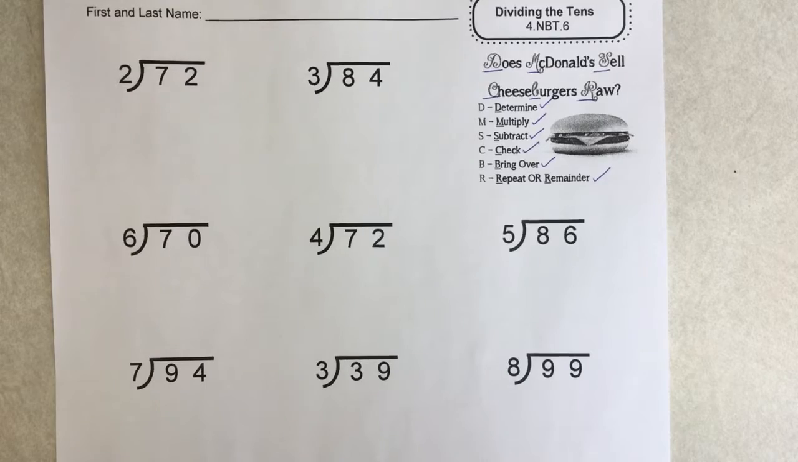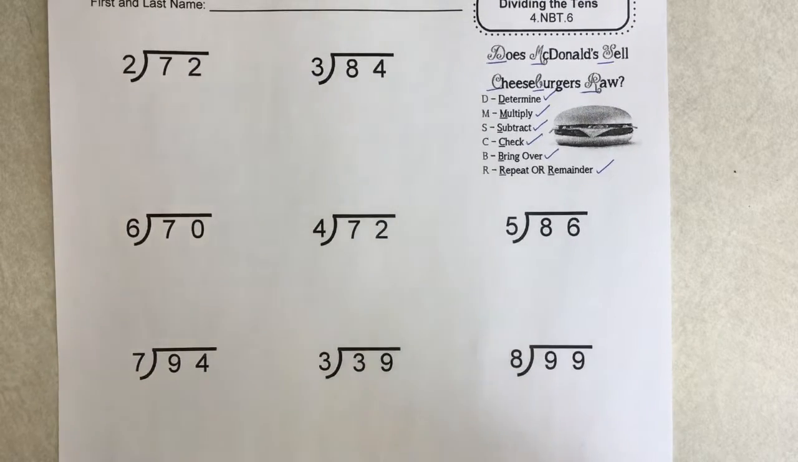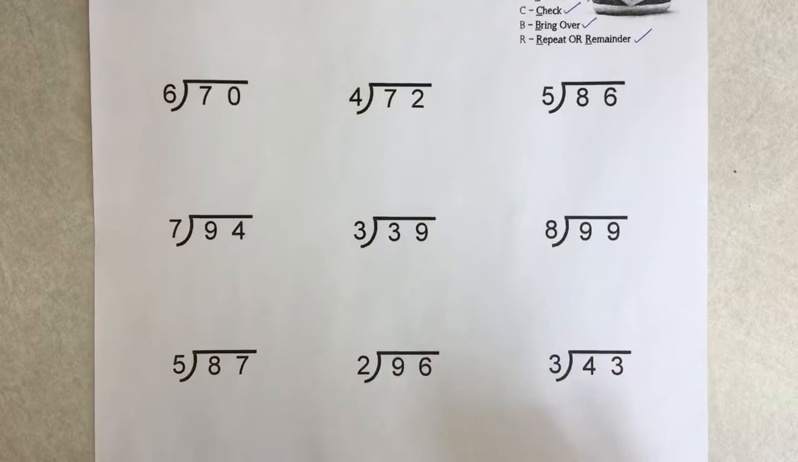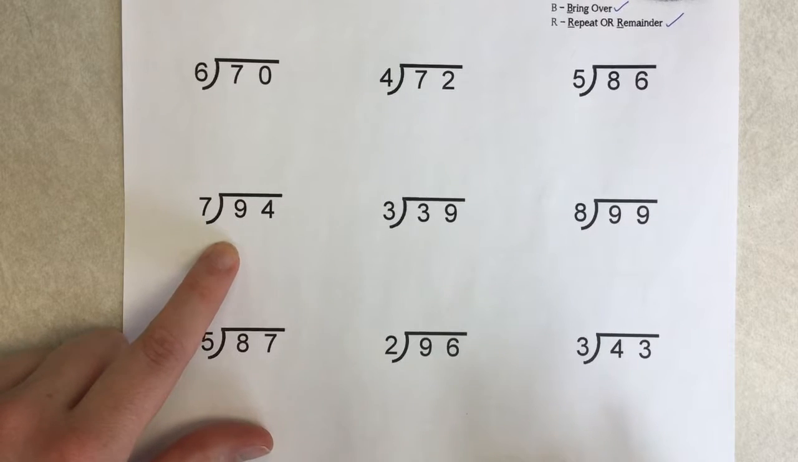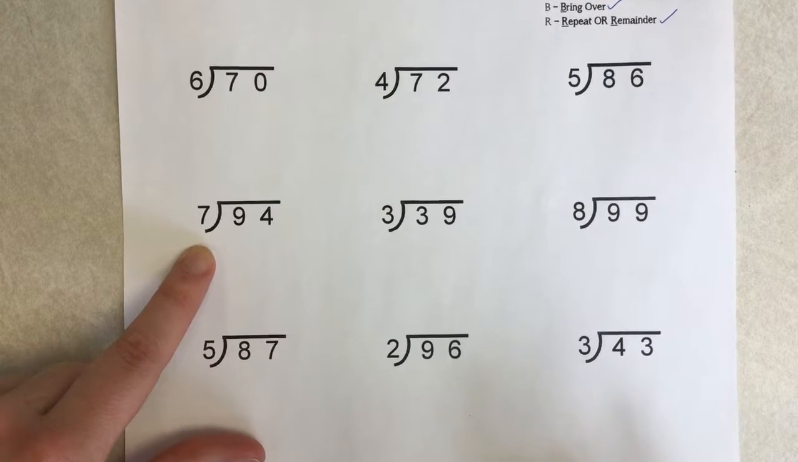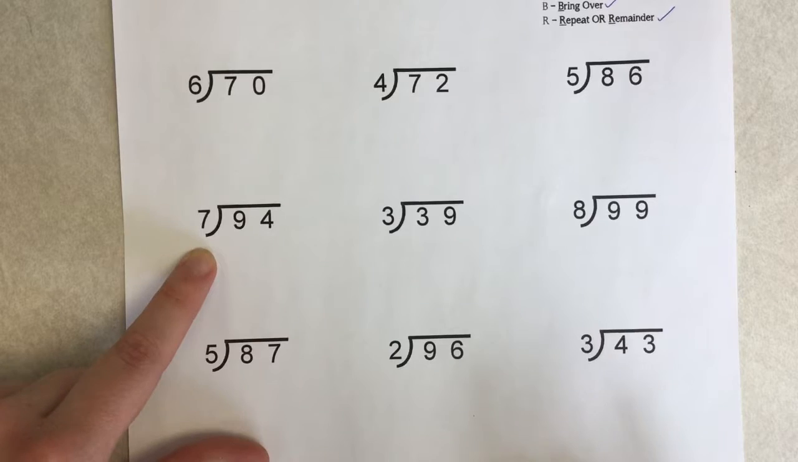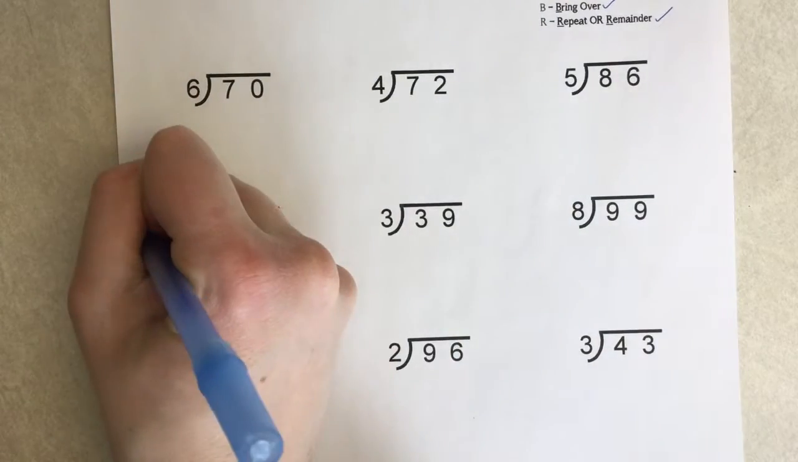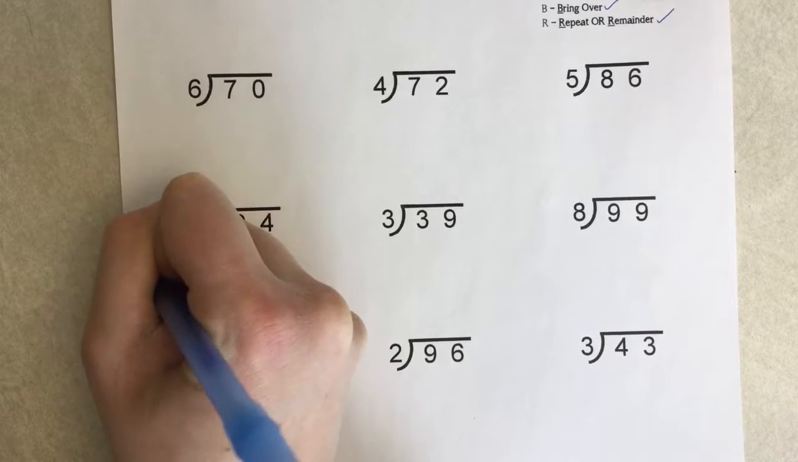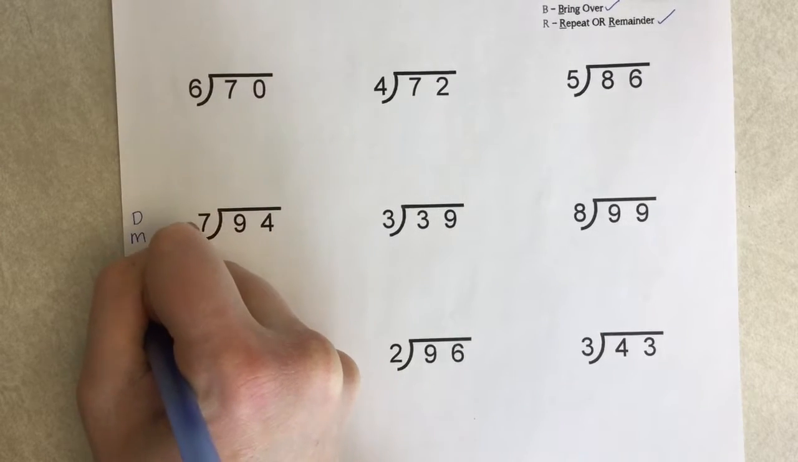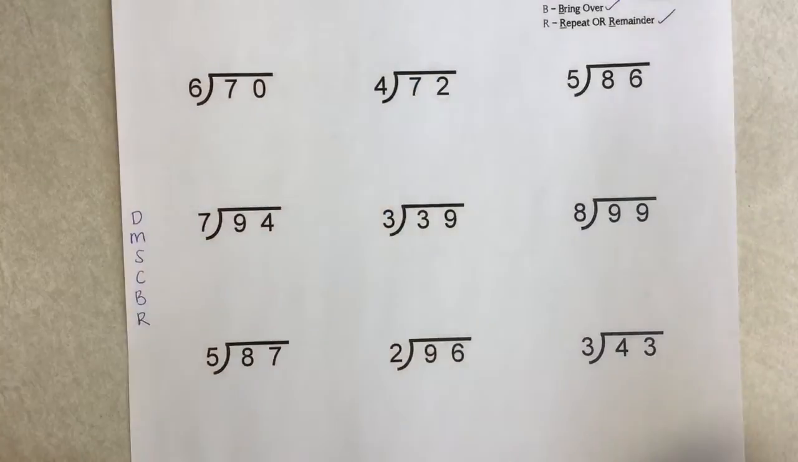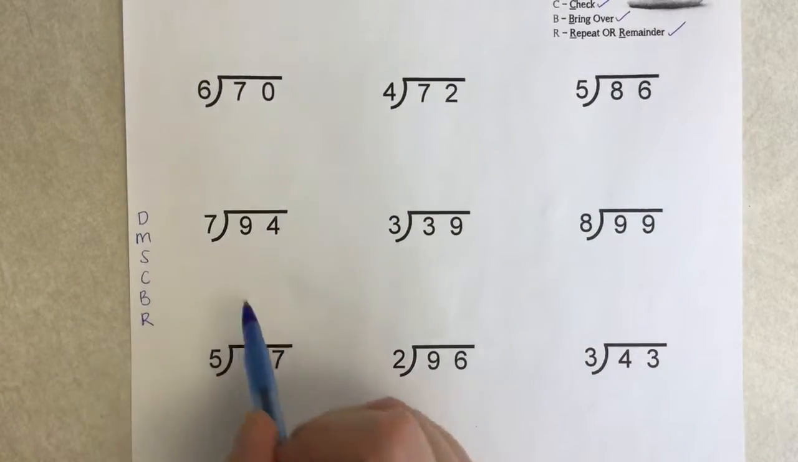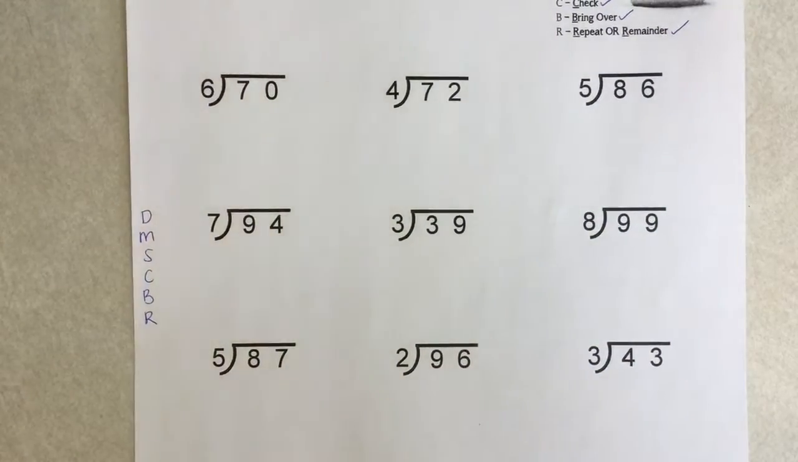So we did some of this in class. I'm guessing where we left off. I'm going to guess you're probably going to start your homework somewhere around here, 94 divided by 7. So the first thing I do before I start doing the long division is I write my list of steps to the side. Does McDonald's sell cheeseburgers raw? And then I'm going to use this as a checklist to help me as I go through.